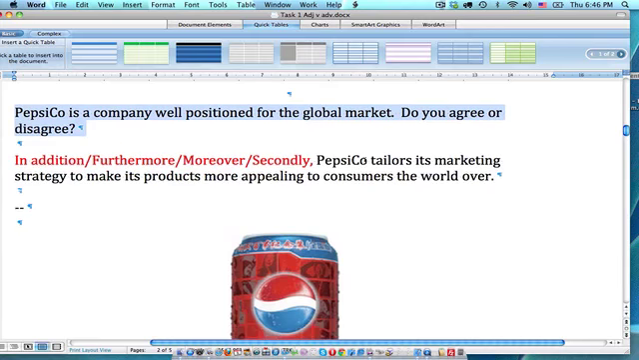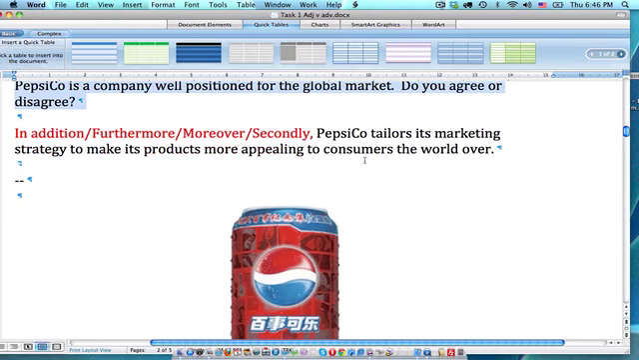So in this paragraph, we're supposed to be proving that PepsiCo is indeed well positioned for the global market, and we're going to be using Pepsi's reinvention of itself in China as our main example. So Pepsi traditionally was very heavy on the blue color. In a lot of Western countries, it was a blue product, so the can was blue and its marketing was very blue. And in China, they altered that to more fit with the Chinese market. So just to give you some background on where we're going with this paragraph.